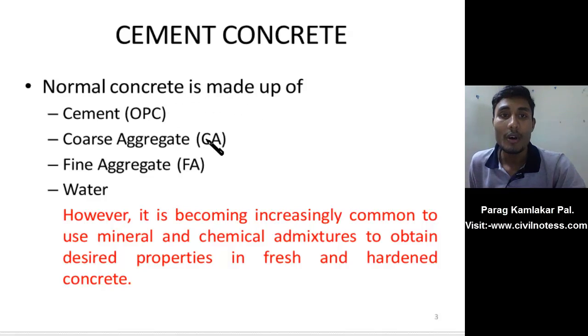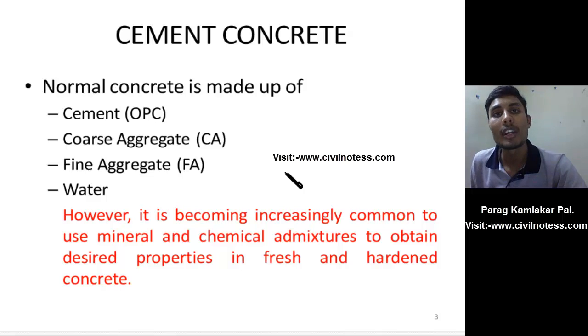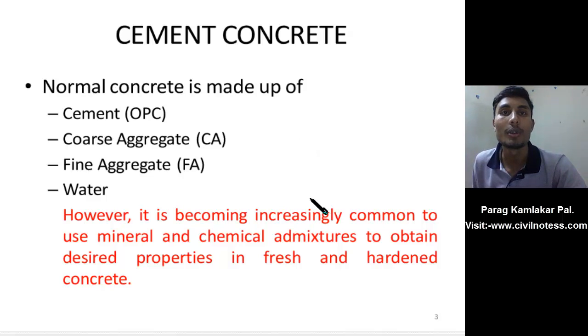Normal concrete is made up of cement, coarse aggregate, fine aggregate and water. As we know, chemical admixtures and minerals are normally used in concrete to get more workability and serviceability of the concrete. If you know about ready mix concrete, in ready mix concrete they normally use admixtures to gain more workability and more durability of the concrete.